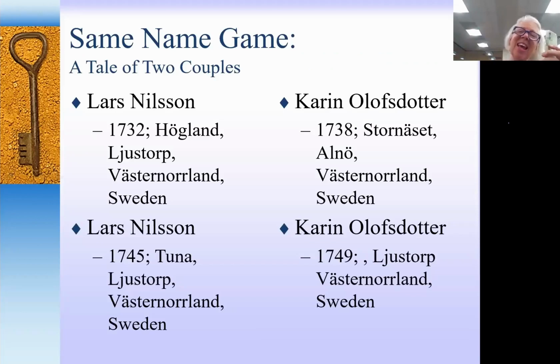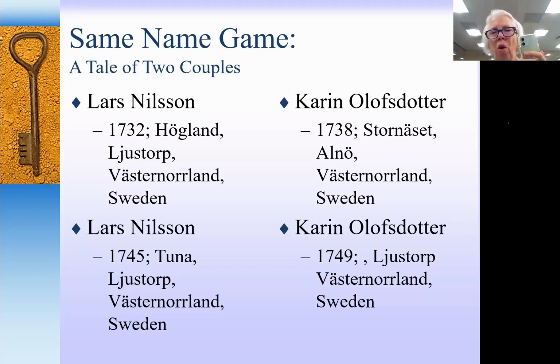Now here's the same name game. It's a tale of two couples, and it's my little quiz for you. Here are two men named Lars Nielsen and Lars Nielsen, who were both from Ljustorp. The first Lars Nielsen, however, was born in 1732 in Hugland village of Ljustorp, and the second was born in 1745 in Tuna, Ljustorp. So two different villages in the parish. Now, who do you think is married to who? We have Karen Olafsdottir, born in Sterneset, Alno, in 1738. I'm going chronologically in this diagram. And we have Karen Olafsdottir, born in 1749 in Ljustorp.